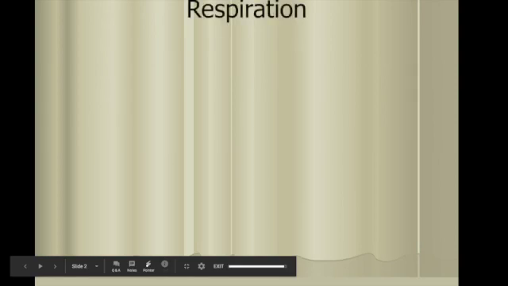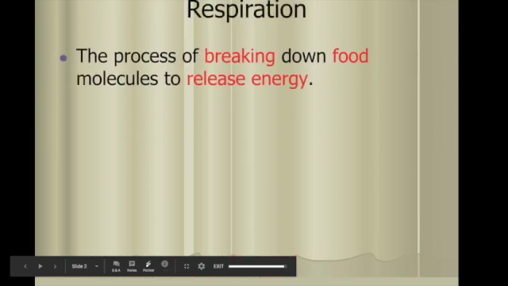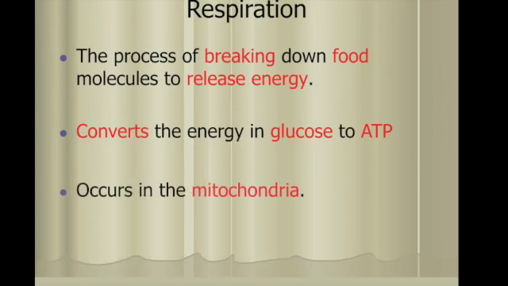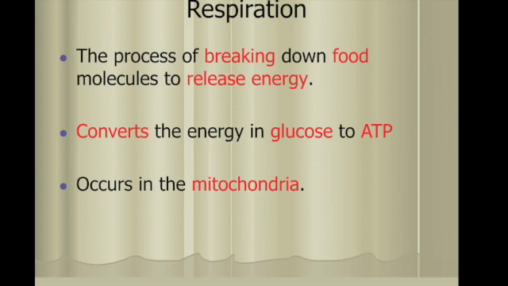Right, today we're going to talk about respiration. This happens in the mitochondria, and we're looking at how the body breaks down food to get energy. And then we're going to see how it coordinates with photosynthesis as well. So it converts the energy from glucose to ATP, which is adenosine triphosphate. And this occurs in the mitochondria and the cytoplasm.